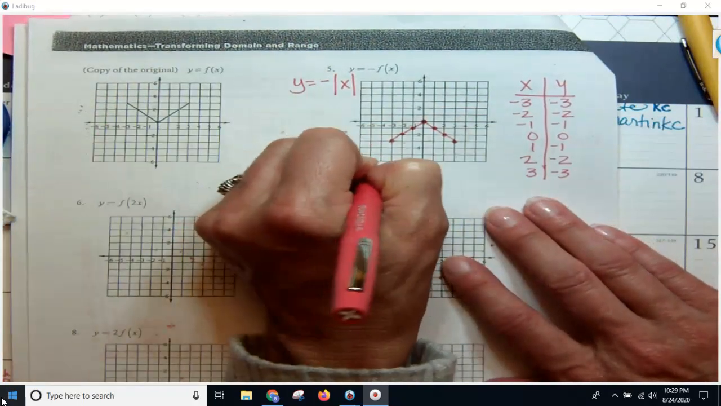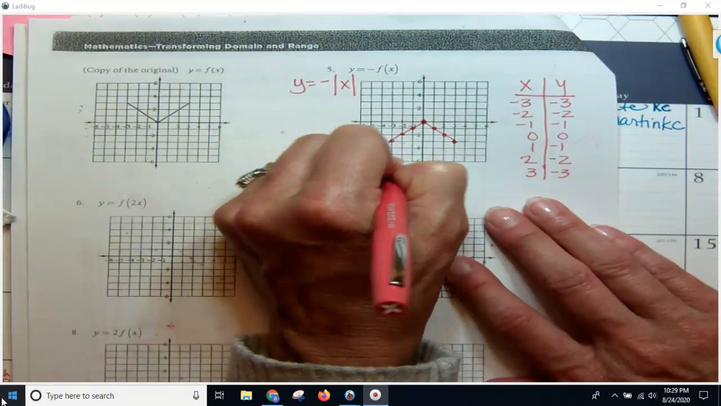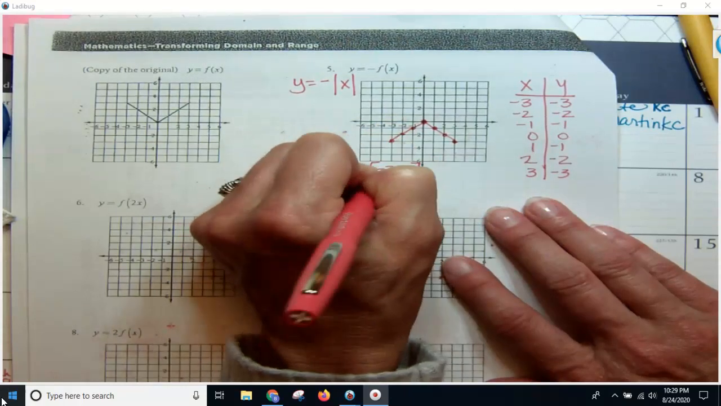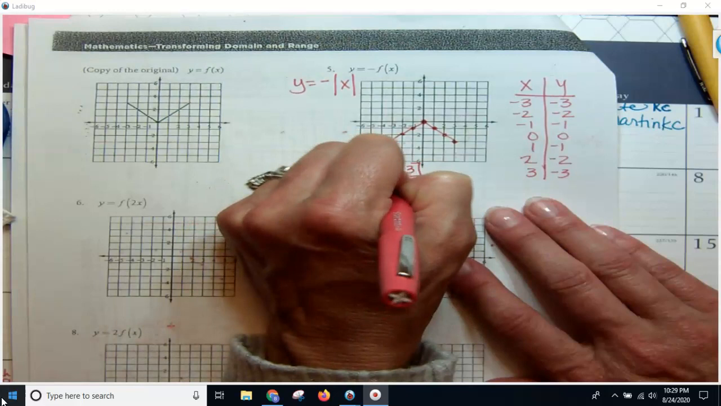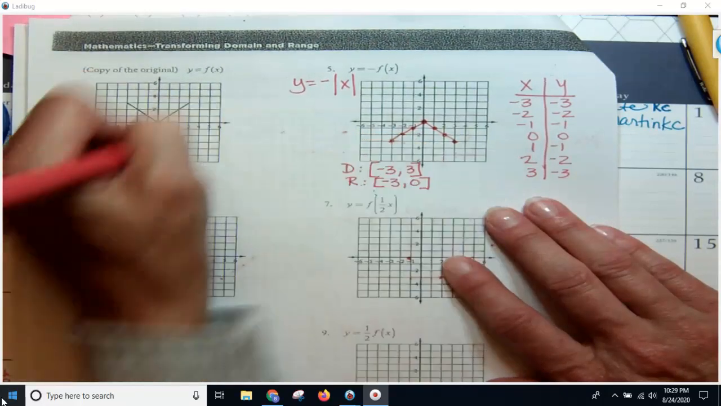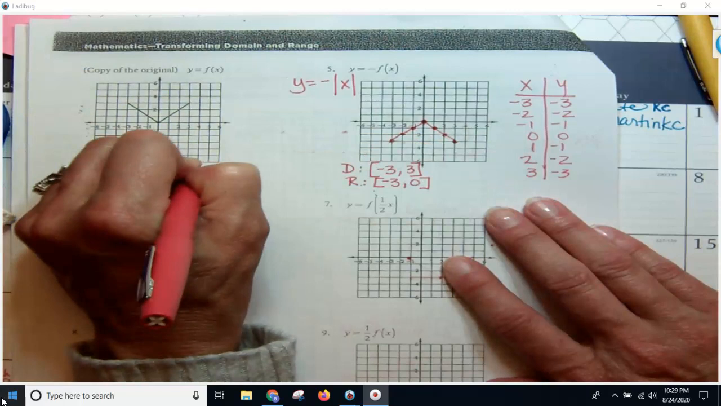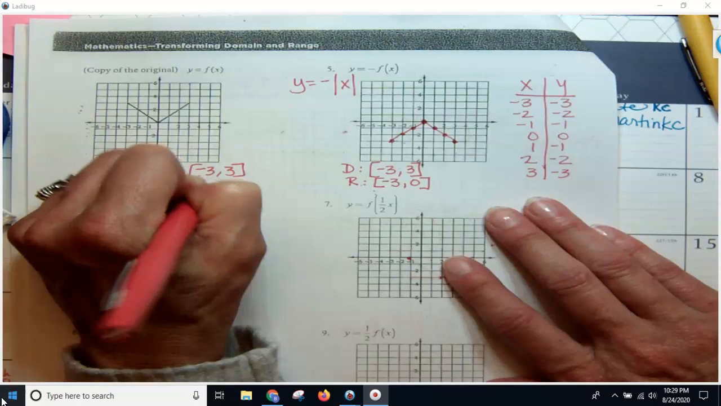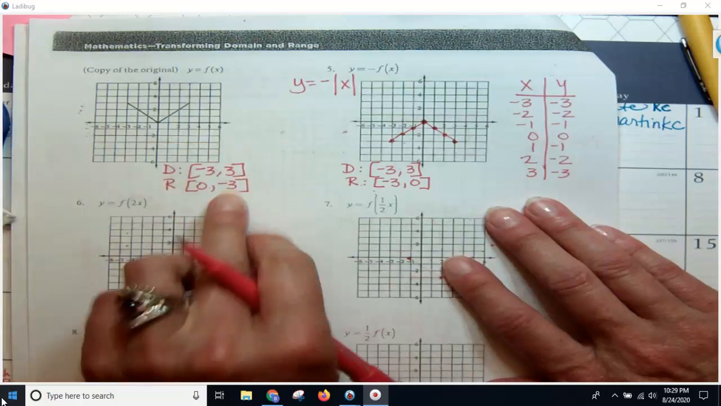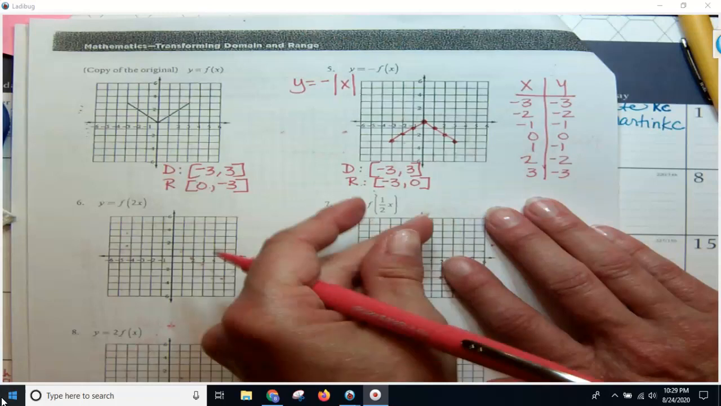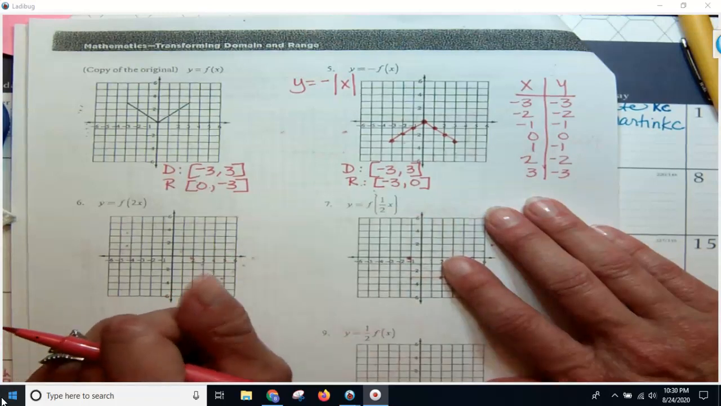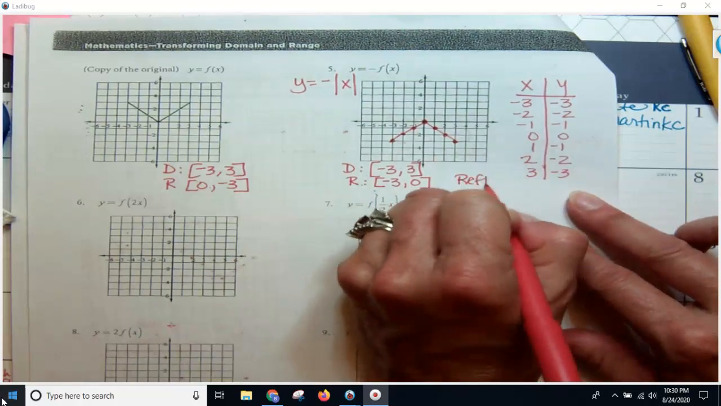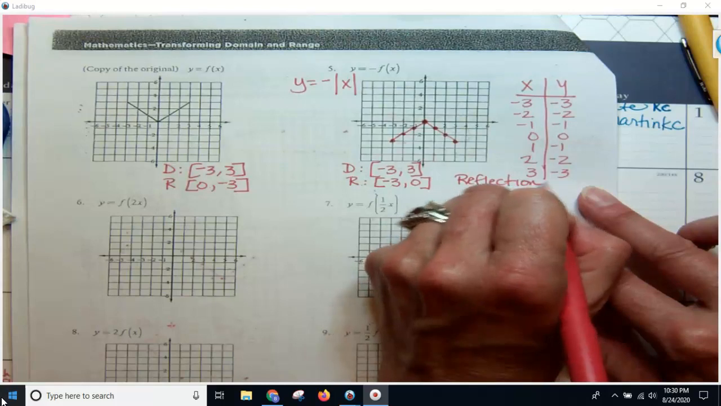My domain is going to now be the same, which is -3, 3. My range, however, has changed to basically -3, 0. And if you remember, my original domain was -3, 3, and my original range was 0, 3. So these have now just flipped. They flipped. All right, so just keep that in mind. This is a reflection over the x-axis.